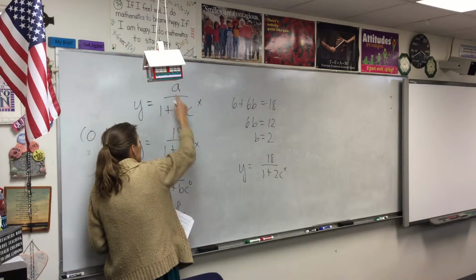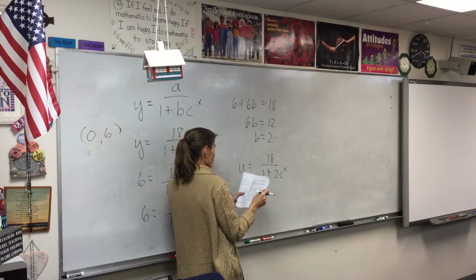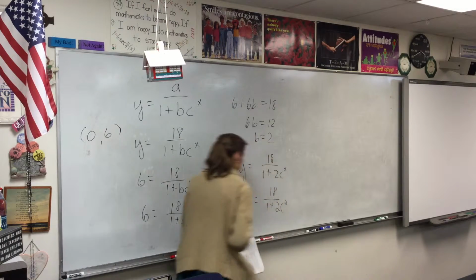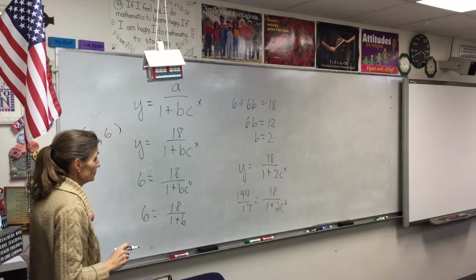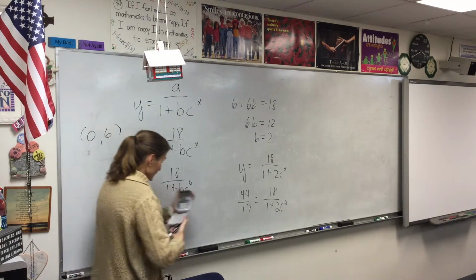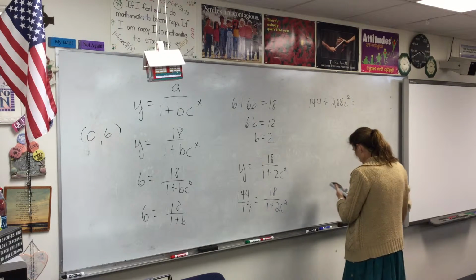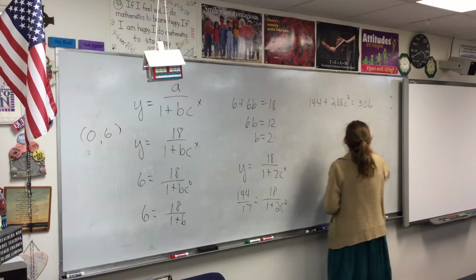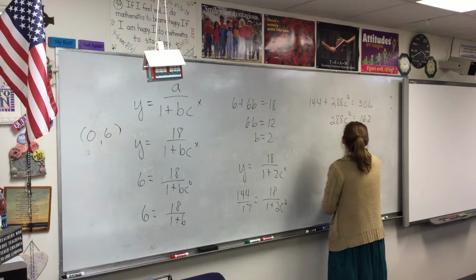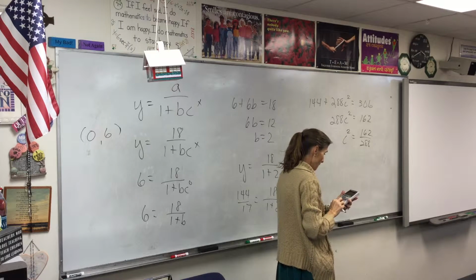I have a value for A and a value for B now. Now I'll plug in my other point, 144/17. I'll go ahead and cross multiply, see what happens. So I'll have 144 plus 288c squared equal to 306. So 288c squared equals 162. And c squared equals 162 over 288, which I'm sure reduces to 9/16.